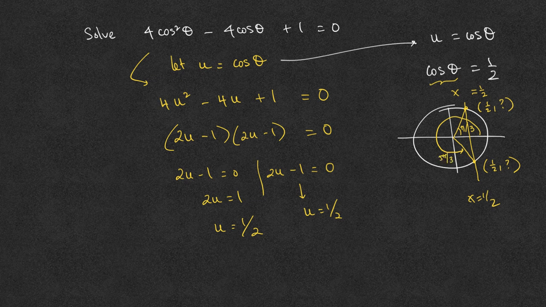So the solutions we're looking for are theta equals pi over 3 plus 2k pi, and theta equals 5 pi over 3 plus 2k pi. We add 2k pi because this is cosine, and we can go around counterclockwise or clockwise every 2 pi. So this k is an integer and it can be negative.